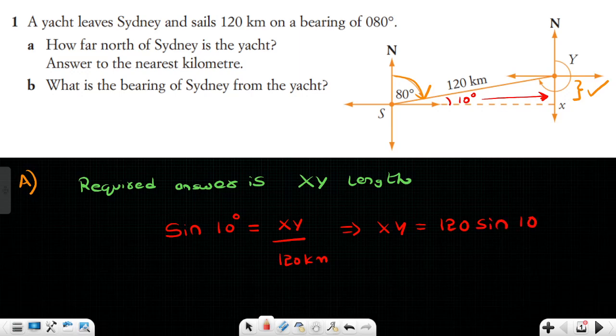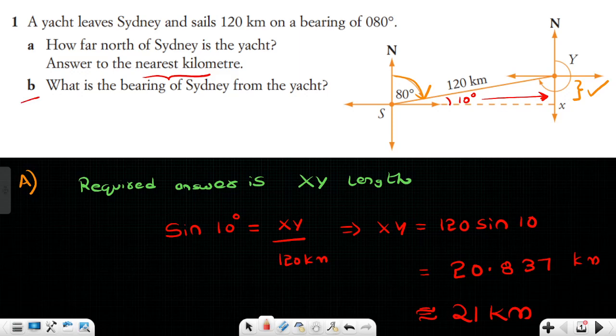Let me bring my calculator. So now we can calculate this in the calculator. 120 into sine 10, I am getting the answer as 20.837 kilometers, but they asked for the answer to the nearest kilometer, so we can write this as 21 kilometers. This is the answer for part A. Please note down.